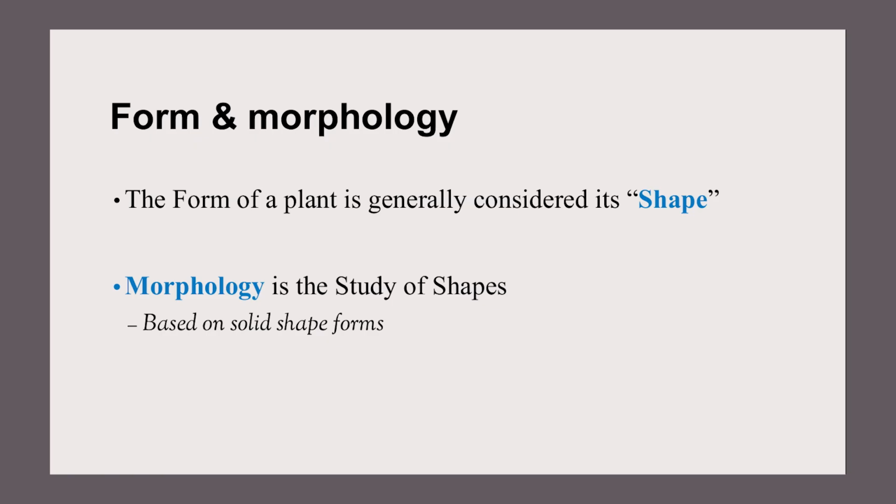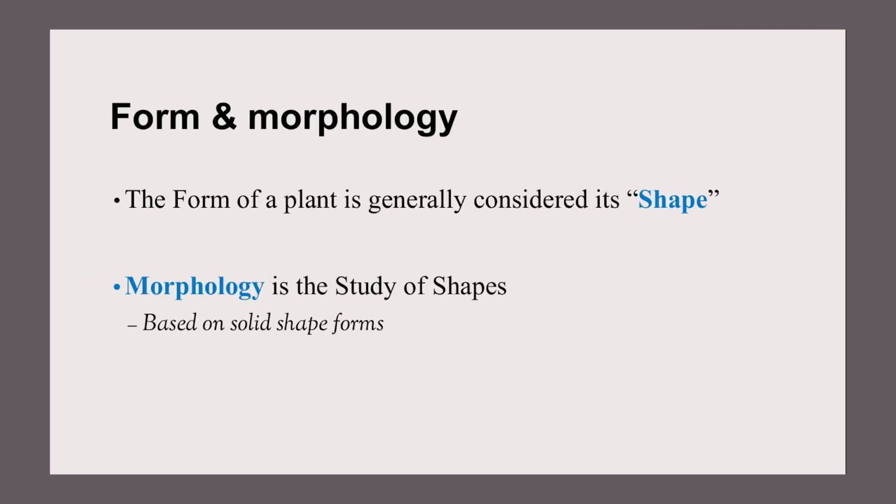Form, the plant form, is basically what the shape is. The shape of the tree, the shape of the plant, the shrub, whatever it is. Morphology is the study of shapes. So, and it's based on solid shapes, shape forms.